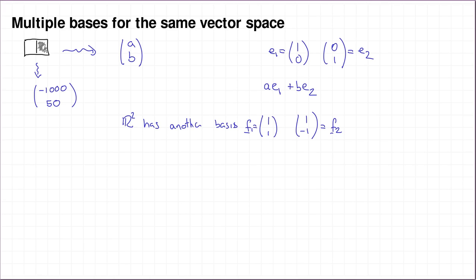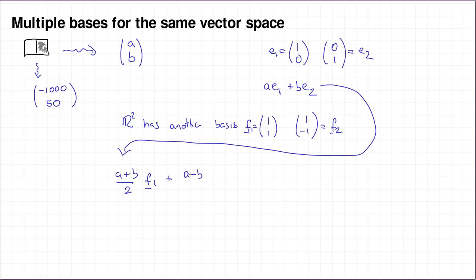So we could take this vector here, and we can rewrite it as a linear combination of the f's, as a linear combination of our second basis here. So if I do that, what you can check is that you can do this as (a plus b) over 2 times f1 plus (a minus b) over 2 times f2.